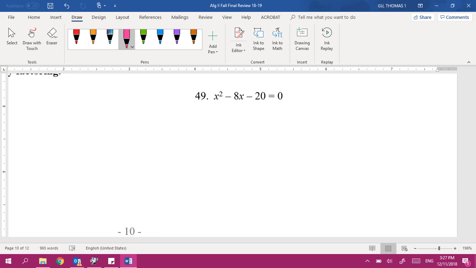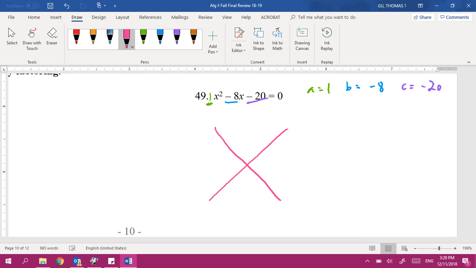So we got to write the a, b, and c. A is going to be 1, b is going to be -8, and c is going to be -20. Here are those numbers right here, here, and the invisible 1 in front of the x squared. So now we're going to set up the x box like so.